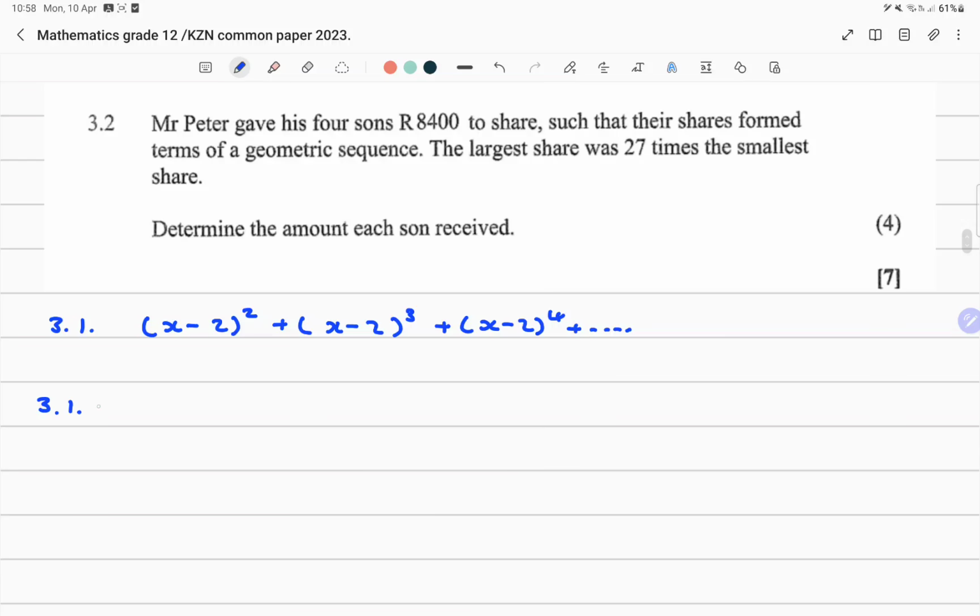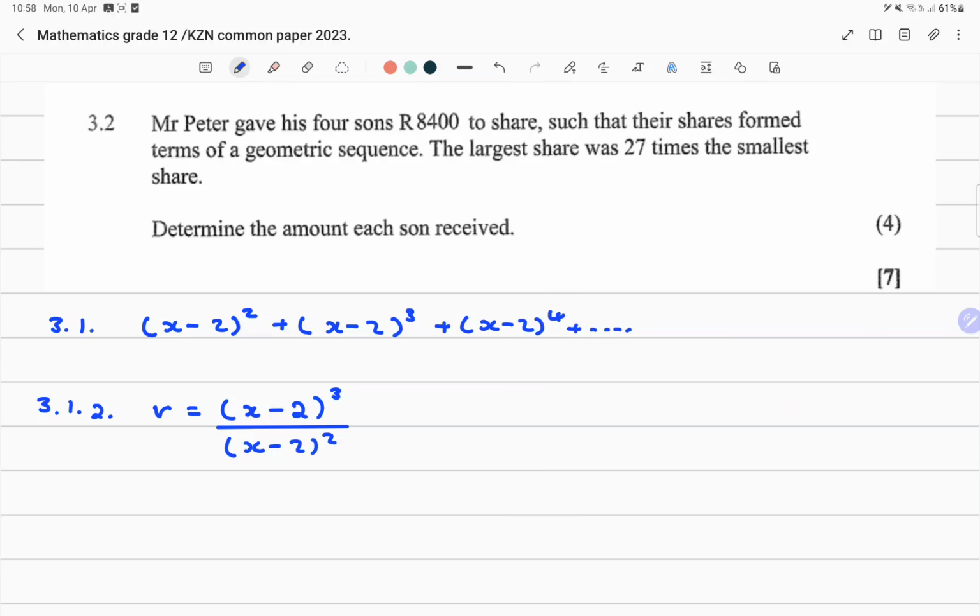3.1.2. We want the common ratio. Remember, the common ratio is always going to be the second term, or just the term ahead, not necessarily the second. So this is x minus 2 cubed, divided by the previous term, which is going to be x minus 2 squared. You can even take the third term and divide by the second term.